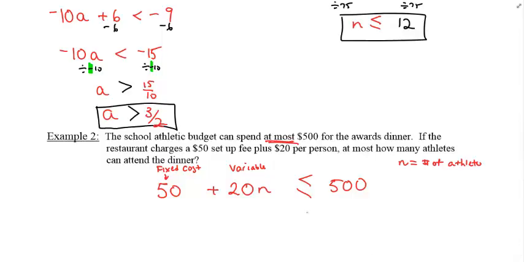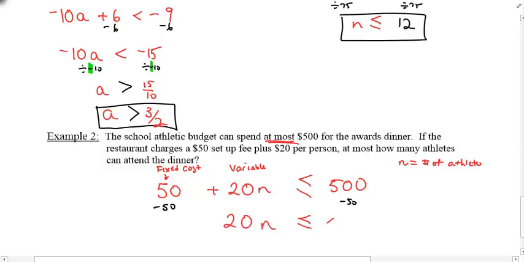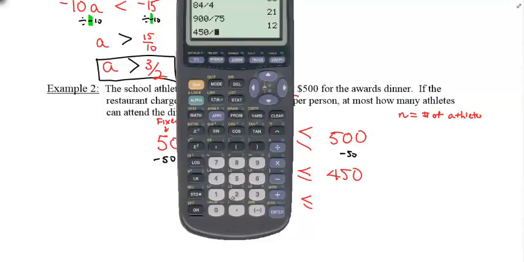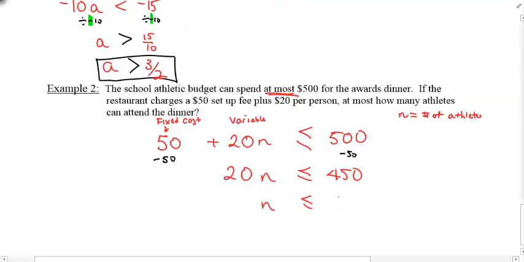So here's our equation, our inequality, I should say, because an equation is an equality. And now, how do we solve this? Well, this just looks like what we did earlier. So we'll subtract 50 on both sides. 20n is less than or equal to 450. We'll divide both sides by 20. 450 divided by 20. Ooh, interesting. 22.5. So we can invite 22.5 people, eh? Just half a person, not the whole person, but the half a person.